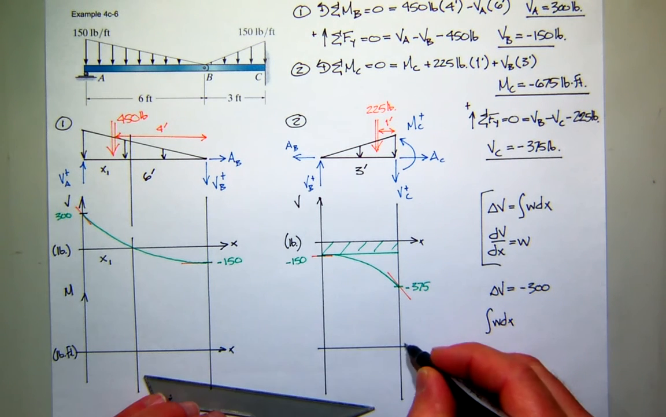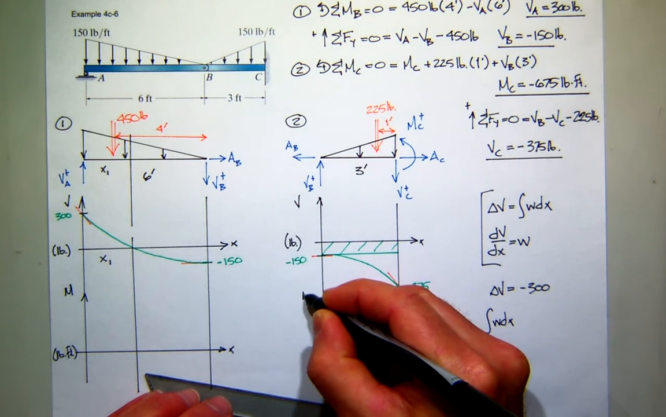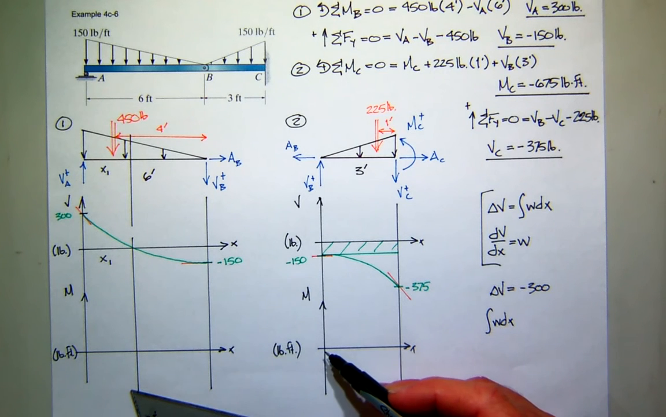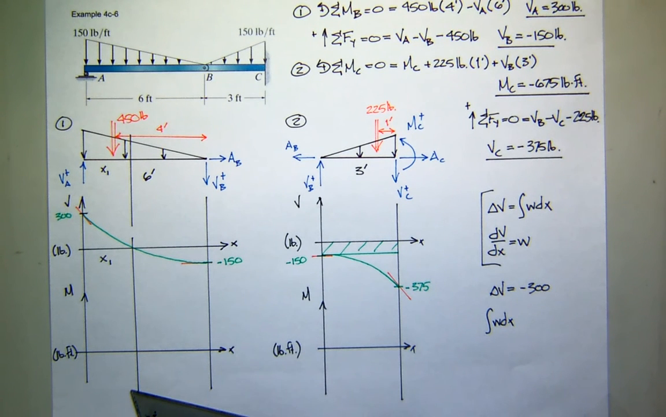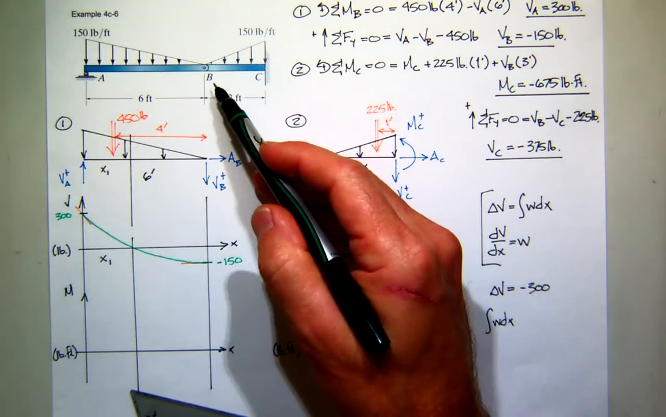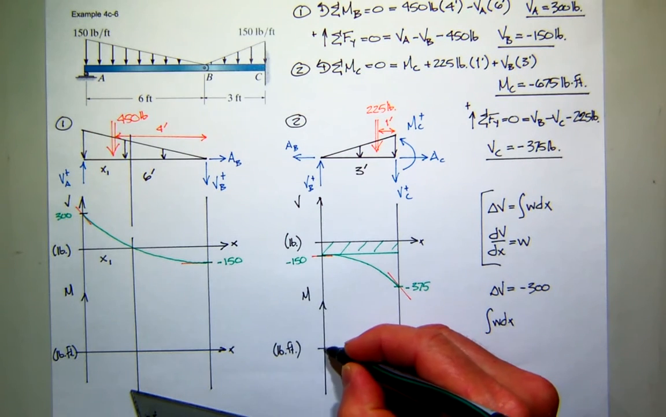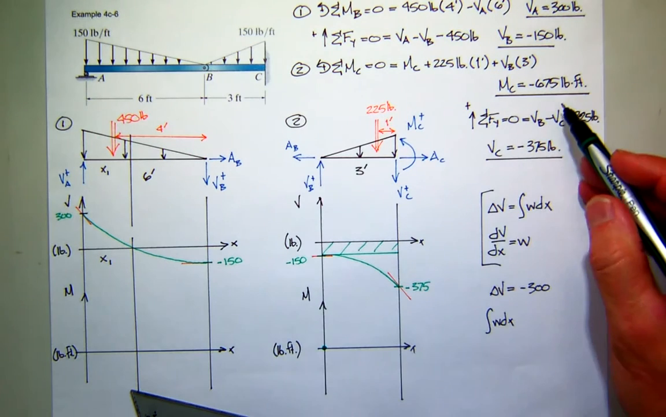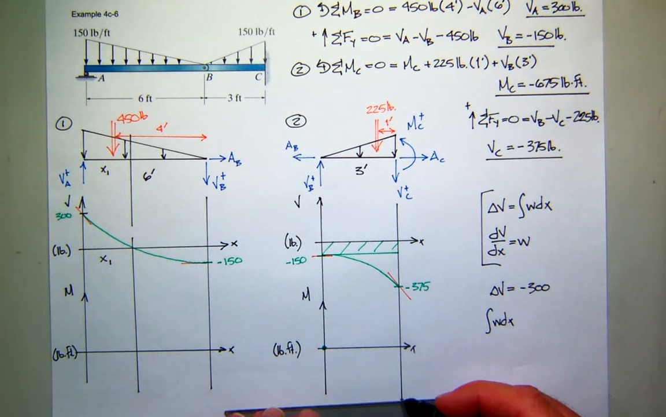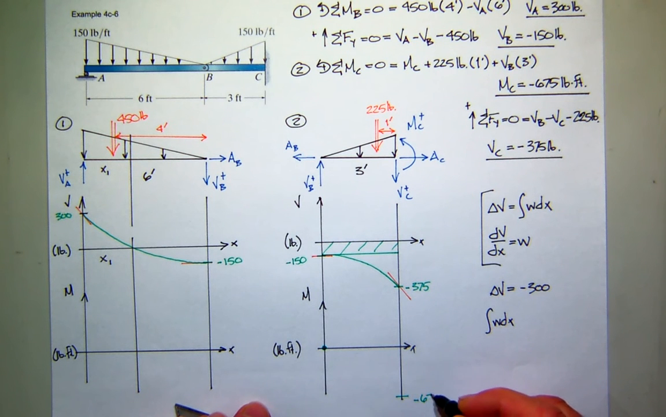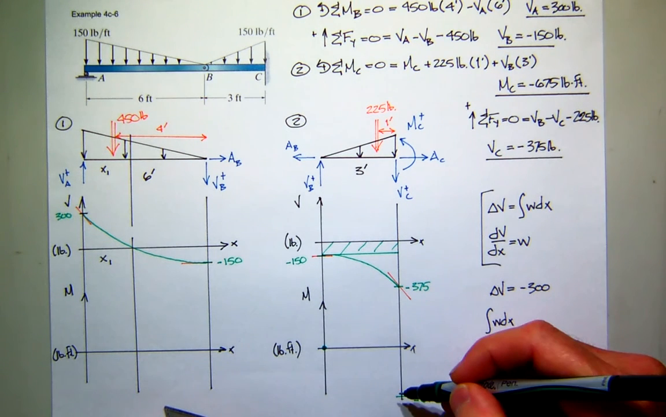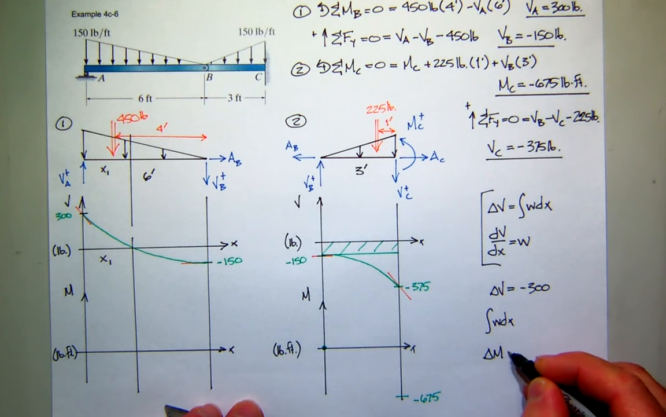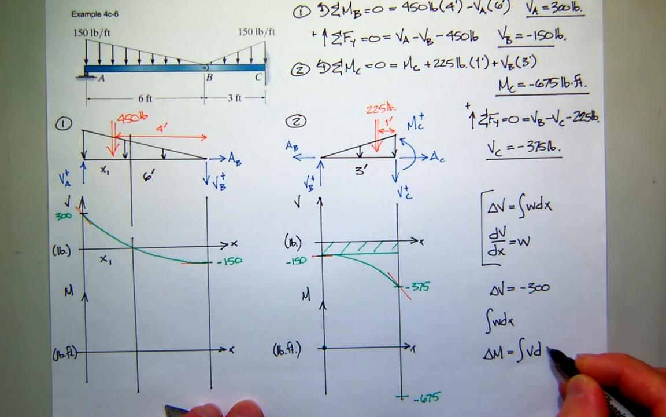So drawing the moment diagram. What is the moment at B? Don't forget where we started. What's the moment at B? Should be 0. What's the moment at C? 0. No. Negative 675. How do we make those things meet? Well, hopefully I'll get a change in my moment. It should be the area under the shear diagram.